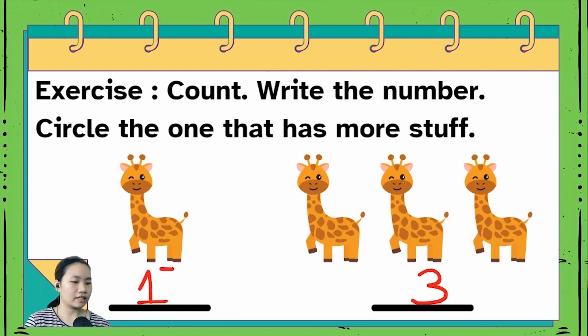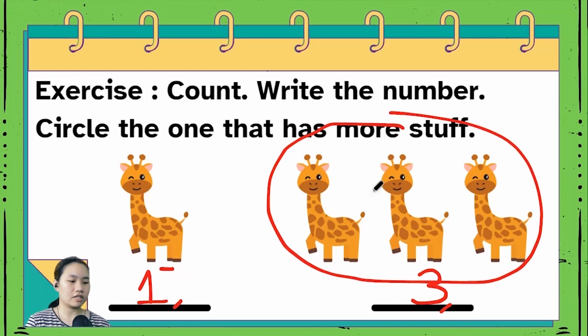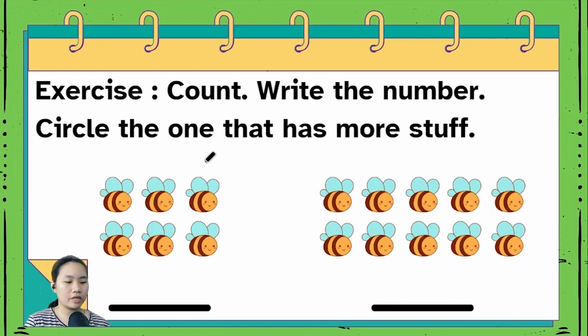So which side has more stuff, or which side has more giraffe? Is it the 1 giraffe or is it the 3 giraffe? It is the 3 giraffe, okay? So we will circle the 3 giraffe. That's it. Next up, we have bees.